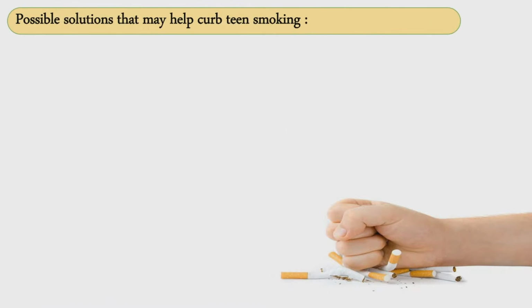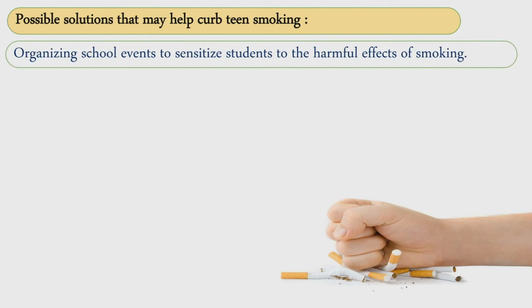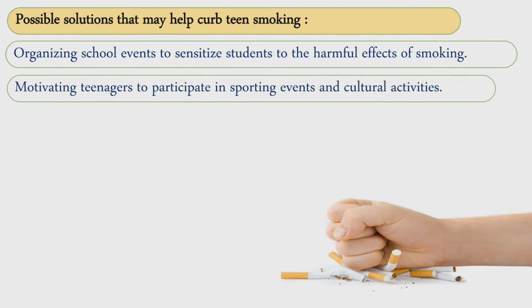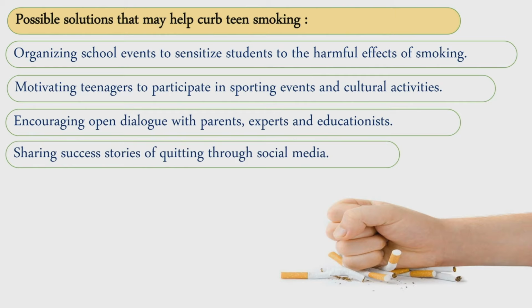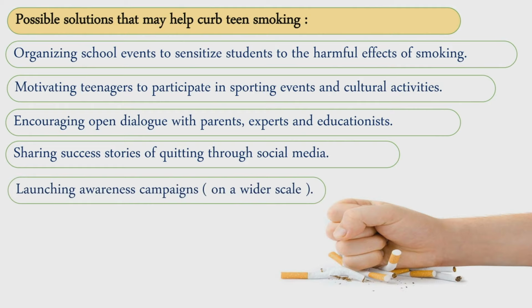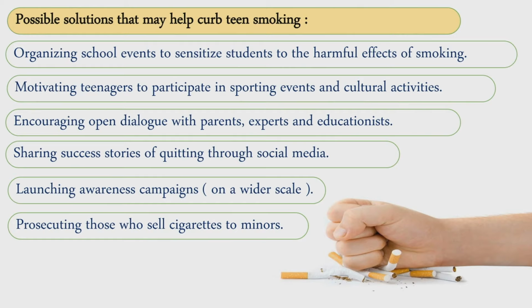Your friends then thought about possible solutions that may help curb teen smoking. One of these solutions was to organize school events so as to sensitize students to the harmful effects of smoking, to motivate teenagers to participate in sporting events and cultural activities, to encourage open dialogue with parents, experts, and educationists. They also suggested sharing success stories of quitting through social media, and you know social media is very effective with teens. Launching awareness campaigns on a wider scale since they already exist. And why not prosecute those who sell cigarettes to minors?